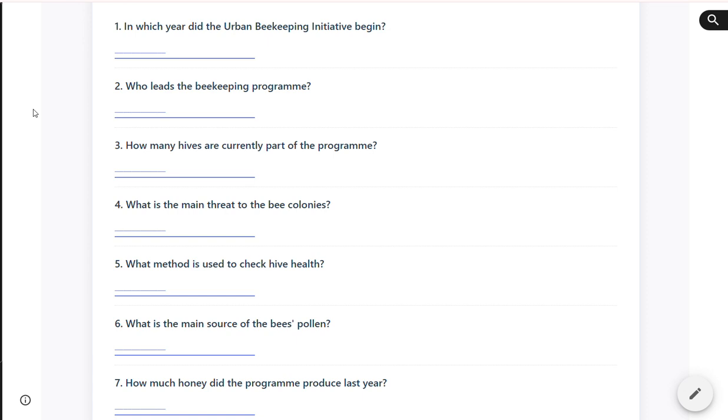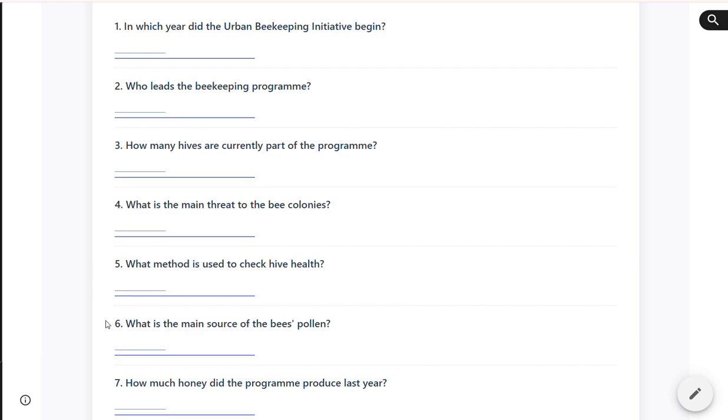It's a tiny parasite called the varroa mite, which weakens bee colonies by feeding on their fat reserves and spreading viruses between them. To help manage this, the team monitors hive health using a method called comb sampling, where a small section of honeycomb is examined under a microscope every 2 weeks to check for mite levels.